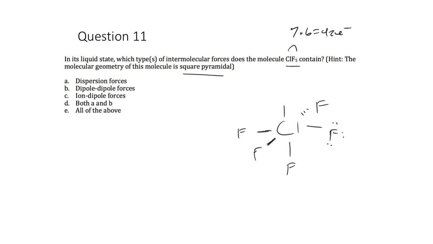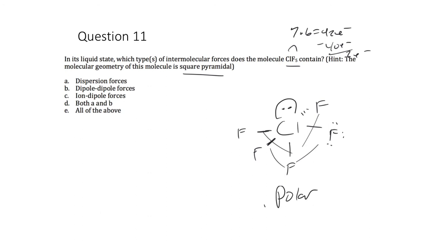I'll just do one of them. That's 8 times 5, that's 40 electrons. 2 leftover electrons. Let's put those here. And so this is that square pyramid. And so this molecule here is definitely polar.